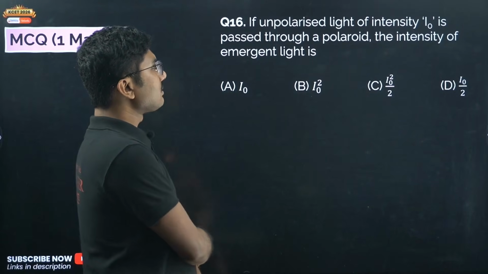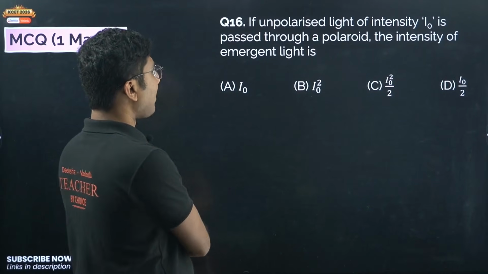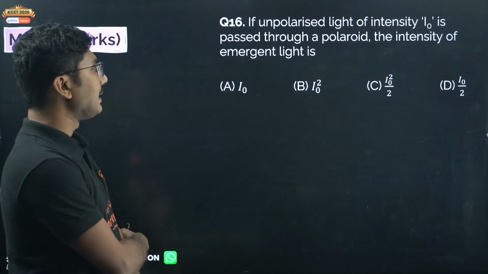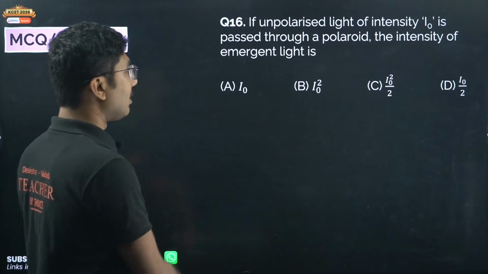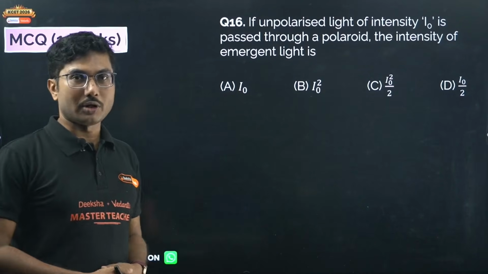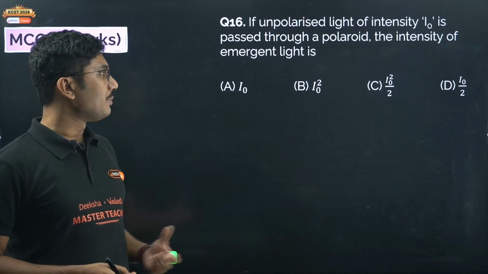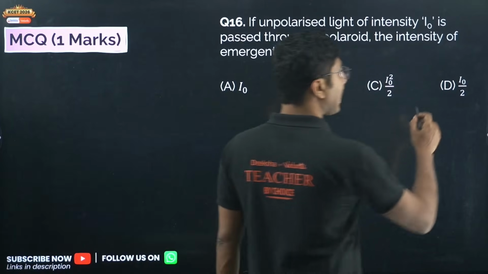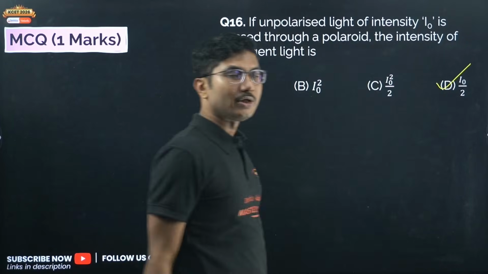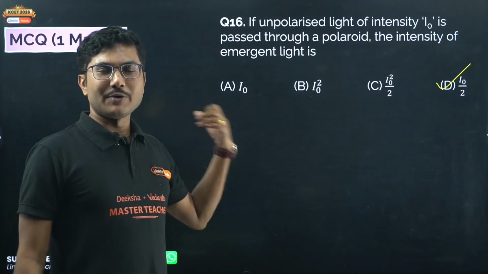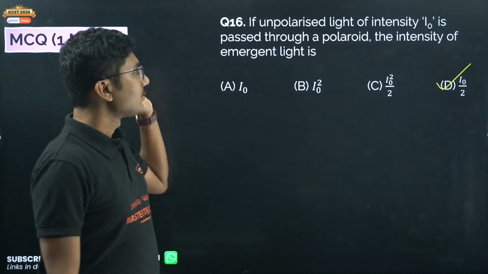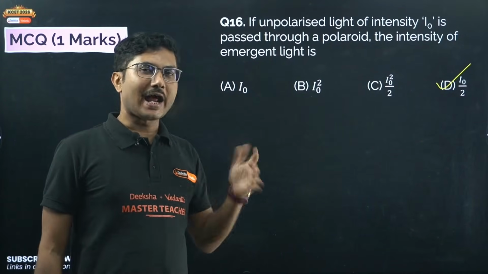If unpolarized light of intensity I naught is passed through a Polaroid, what is the intensity of the emergent light? When unpolarized light passes through a Polaroid, after polarization, the intensity of light becomes half, which is I naught by 2. Okay, it is a flat 50% discount. So Polaroids give you a flat 50% discount.